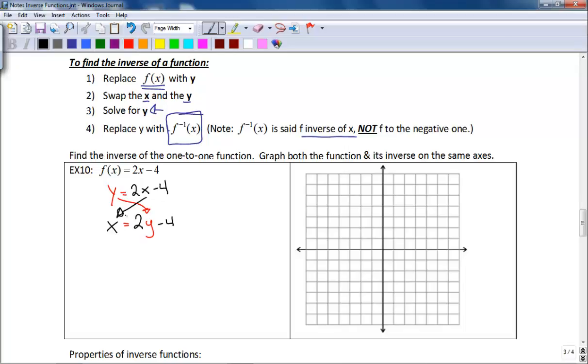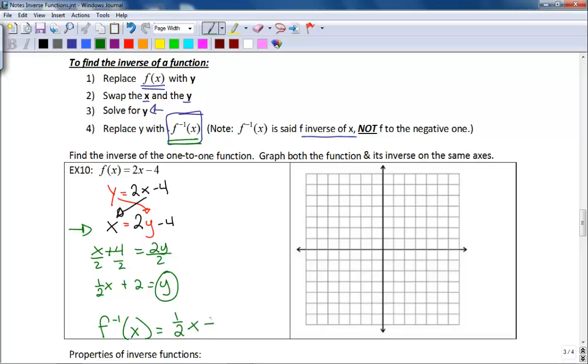Now I need to solve this new equation down here for y. Well, in order to isolate y, I start by adding 4 to both sides. So I get that x plus 4 is equal to 2y. If I divide everything by 2, I end up with 1/2 x plus 2 is equal to y. Once I'm solved, step 4 says replace y with that f inverse of x. So I write f inverse of x is equal to 1/2 x plus 2. That is the inverse of f of x is equal to 2x minus 4.